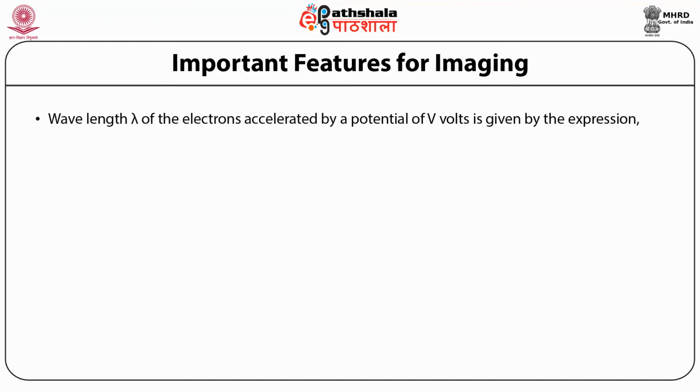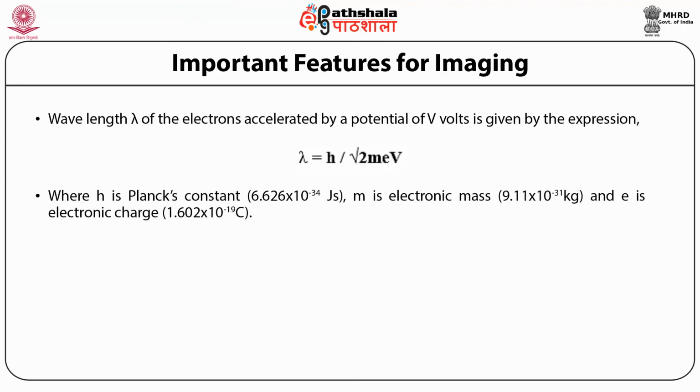The wavelength lambda of the electrons accelerated by a potential of V volts is given by the expression lambda is equal to h by square root of 2 m e V, where h is Planck's constant, that is 6.626 multiplied by 10 raised to minus 34 joule seconds. m is the electronic mass, that is 9.11 multiplied by 10 raised to minus 31 kg. e is the electronic charge, that is 1.602 multiplied by 10 raised to minus 19 coulombs.